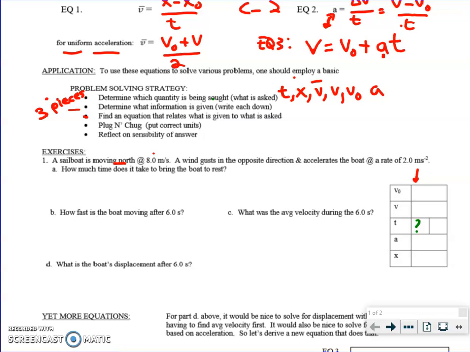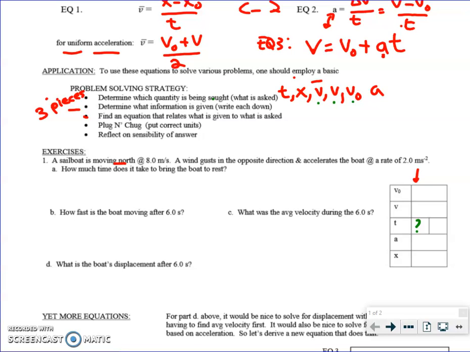Sailboat is moving north at 8 meters per second. Okay, so that 8 means something. The question is, what does it stand for? And this is where kids often make the mistake. First of all, the meters per second tells me it's a velocity. So I didn't say the velocity is 8 meters per second, but the meters per second tells us that. Secondly, now I got to choose, is it an average, a final, or an initial velocity?